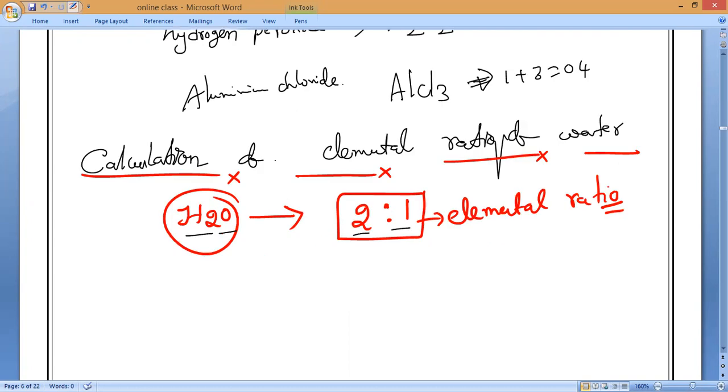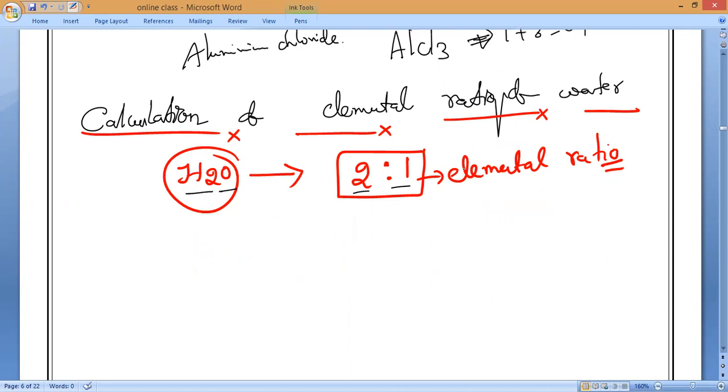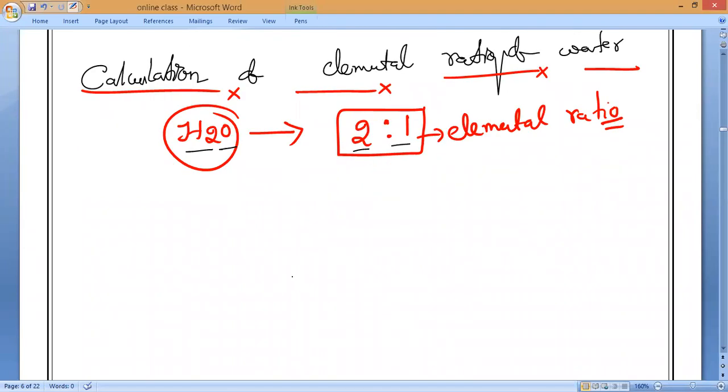If you want to find the calculation of elemental ratio, first you need to know the mass ratio. So first we will study the mass ratio, later we will go to the elemental ratio. Shall we start now, everybody? Do all of you understand? Let us discuss the mass ratio first, and then go with the elemental ratio. So now construct the tabular column first.